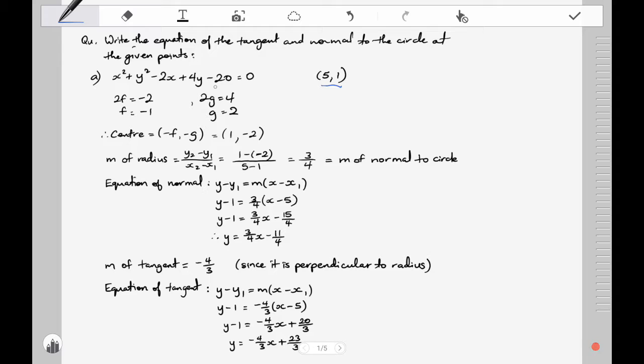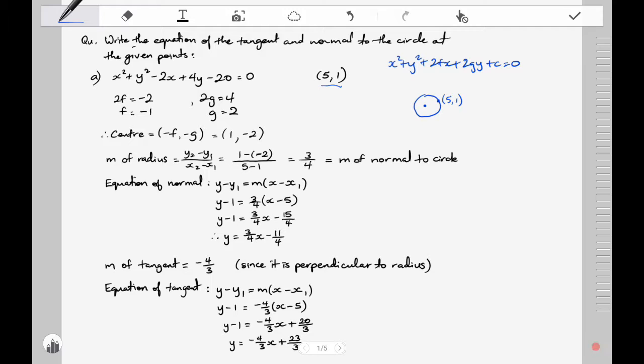So looking at the equation of the circle, we know this is of the general form x squared plus y squared plus 2fx plus 2gy plus c equals 0. So clearly 2f is equal to minus 2, so f is equal to minus 1, and 2g is equal to 4, so therefore g is equal to 2. Knowing the values of f and g, we can find the coordinates of the center of the circle, which is (minus f, minus g), which would be (1, minus 2). So we have the center of the circle as (1, minus 2), and we have another point on the circle, (5, 1).